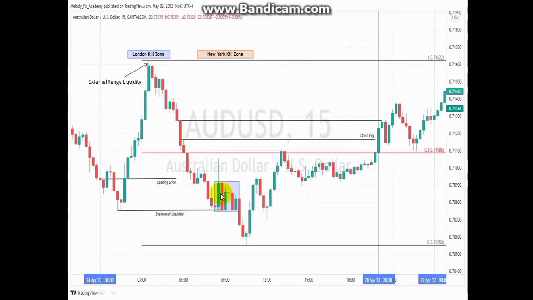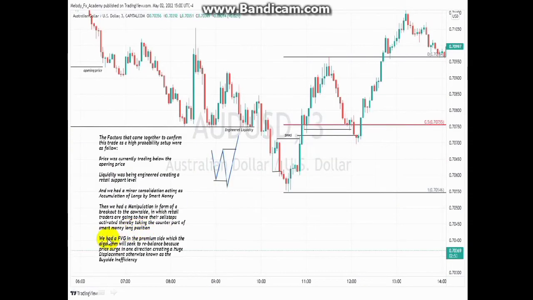So as you can see, we had the consolidation, which is the accumulation phase, then we had the manipulation. Those that saw this as a strong support level and bought will have their stop losses taken out, and those with sell stops below here will have their orders tapped in. Then we had a fair value gap in the premium side, which the algorithm will seek to rebalance because price surged in one direction, creating a huge displacement, otherwise known as the buy side inefficiency.